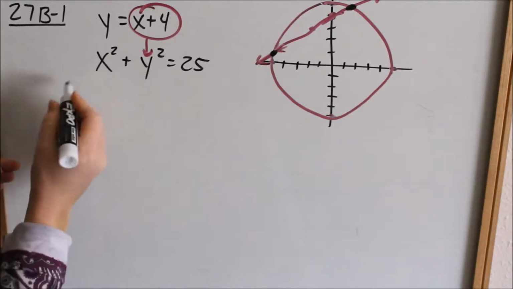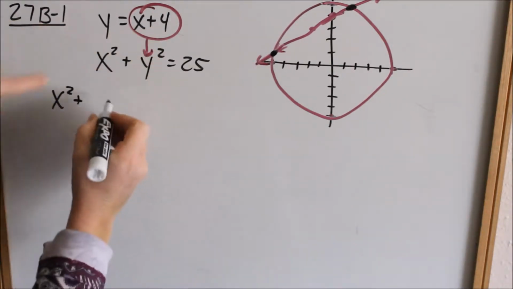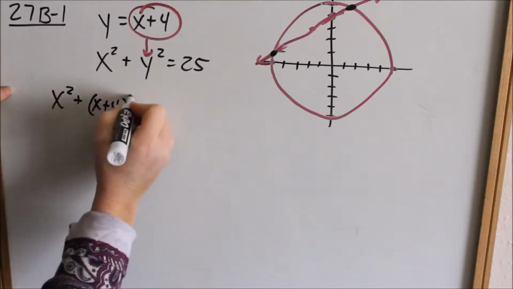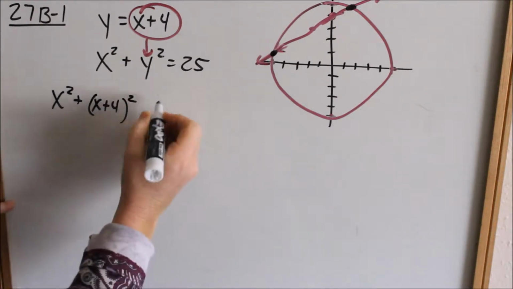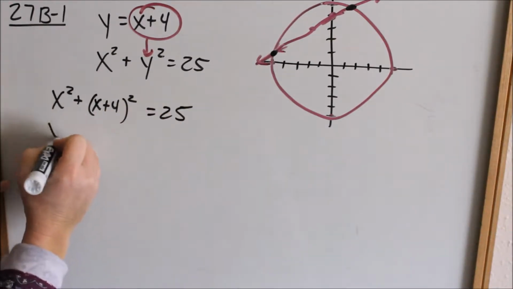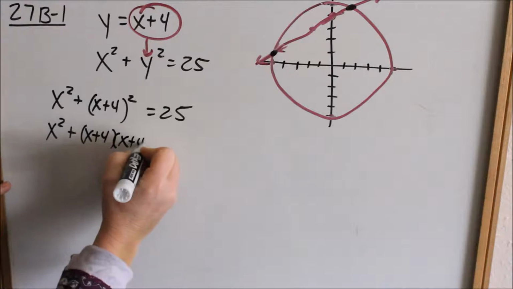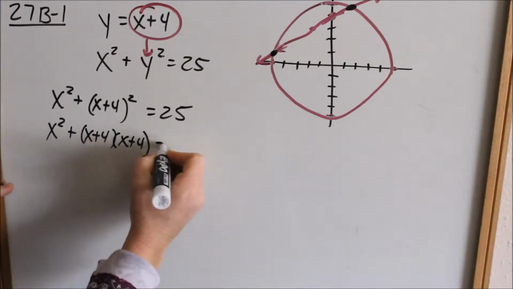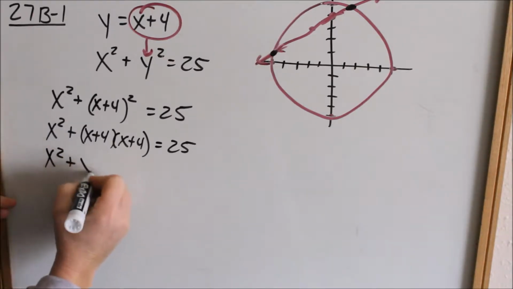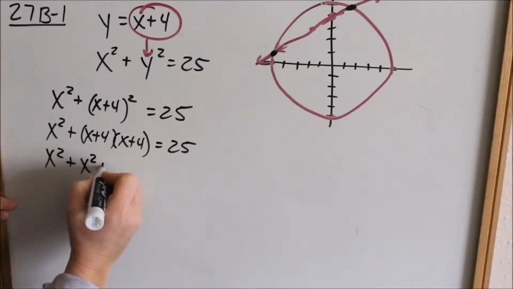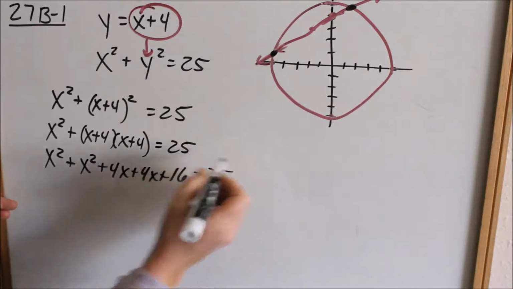You're going to have to keep up with this. So here's x squared, and then I'm going to substitute in x plus 4 for y, but I am squaring it. Don't lose that exponent. Y is x plus 4, but then I need to square it. Then this will be a quadratic equation. If you need to write it out like this so that you FOIL out x plus 4 times x plus 4 correctly, then please write it like this. FOILing that out, that would be x squared plus 4x plus 4x plus 16 equals 25.